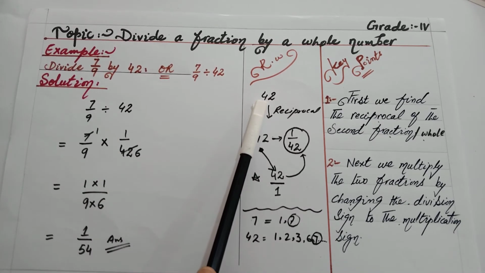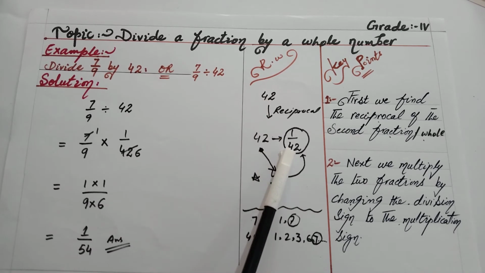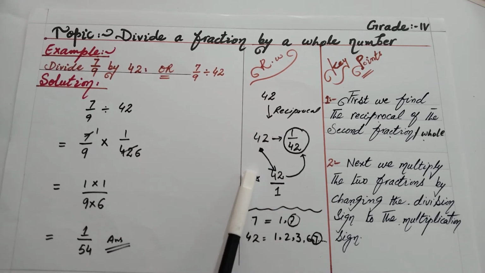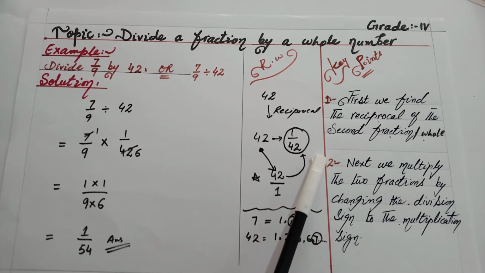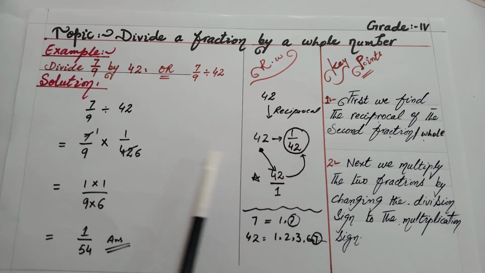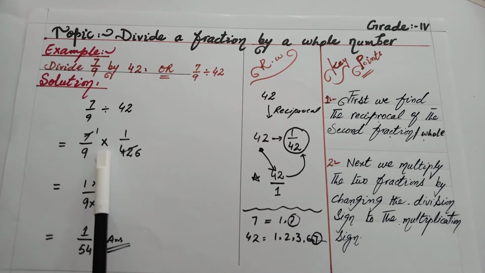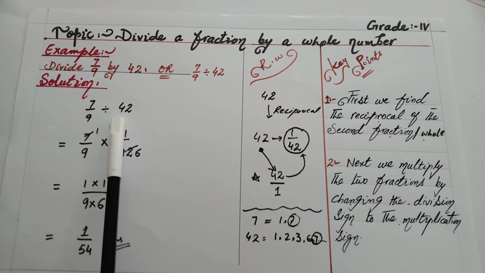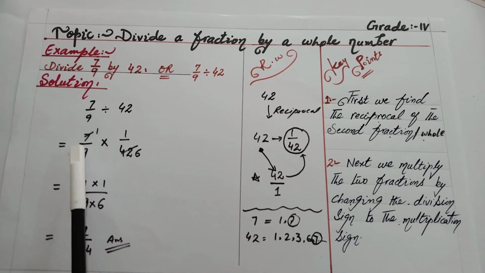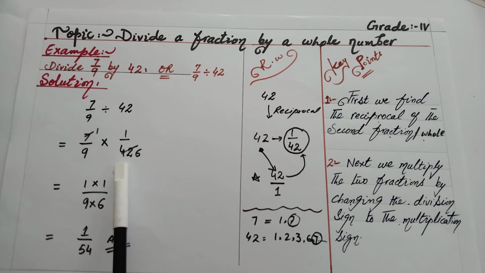So what is the reciprocal of 42? 1 over 42. How? Because we can write the 42 in the form of 42 over 1, because 1 will not affect the value of 42 as a denominator. So 42 over 1 in the form of reciprocal is 1 over 42. After converting the division into multiplication and after finding the reciprocal of the second one, then we will simplify the fraction. Simplification means reduce the fraction in the lowest form where it's possible.